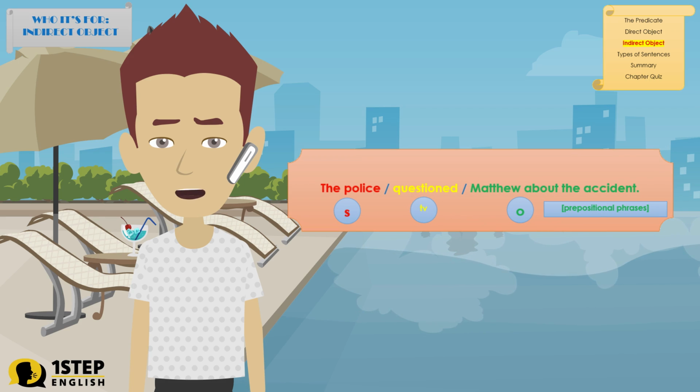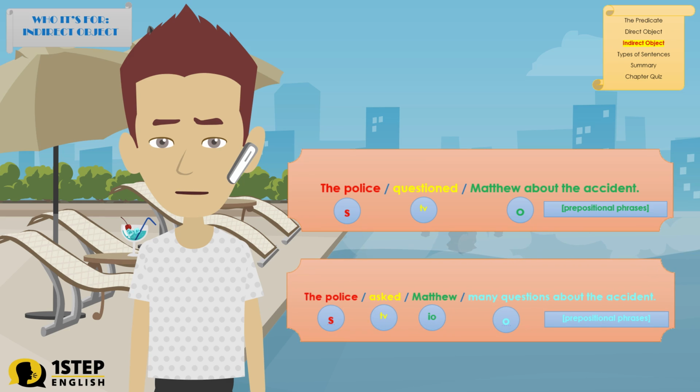Take a look at these examples. The police question Matthew about the accident. In this sentence, there is no indirect object. Matthew directly receives the action of the verb, question. Another example. The police asked Matthew many questions about the accident. In this sentence, the word, questions, is the direct object. And, Matthew, is the indirect object.